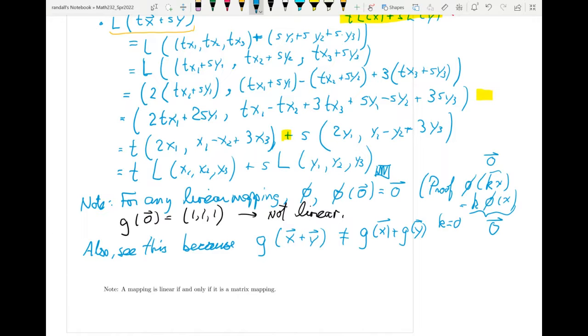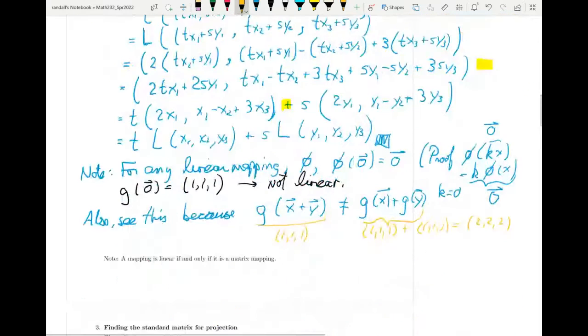Okay, I don't get that. And the reason is because this is going to be 1, 1, 1 plus 1, 1, 1, which is 2, 2, 2. Whereas this one is always going to be, whatever input you have, you get 1, 1, 1. Okay, so that's another way to see that it's not linear. It doesn't satisfy the sum property. Okay, so there's two ways to prove that the second function isn't.